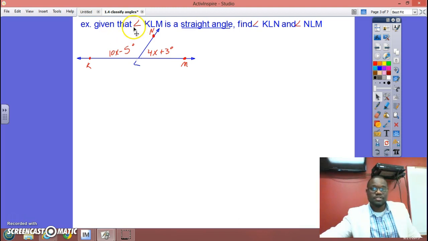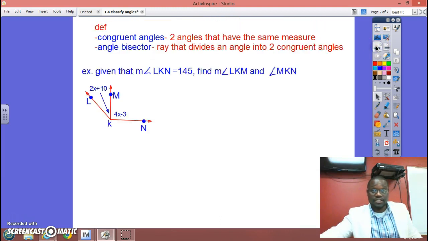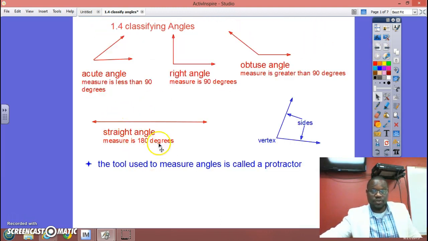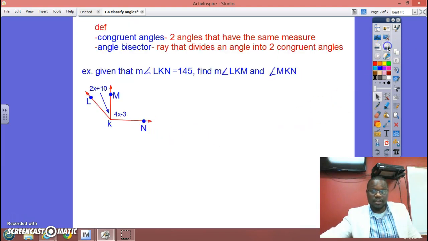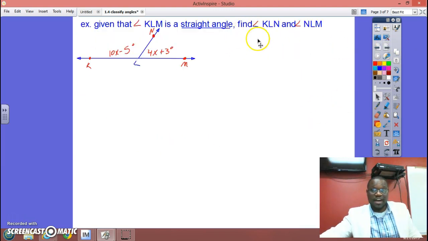Given that angle KLM is a straight angle, which is very important. We know what a straight angle is, and just in case you forgot, a straight angle is 180 degrees. We talked about that already. Find KLN and NLM. So they want us to know the degree measure of this angle and the degree measure of this angle here.